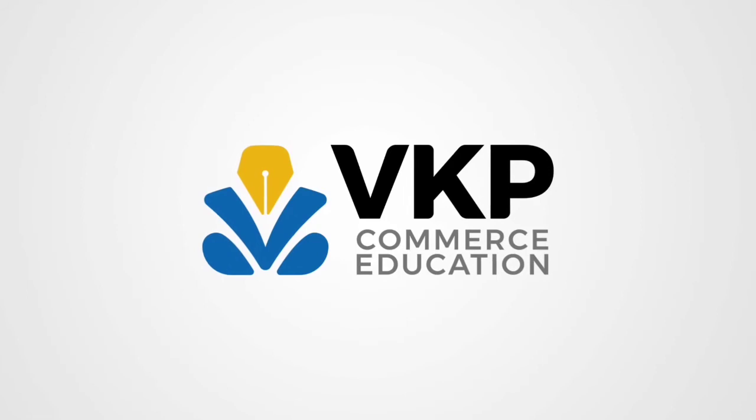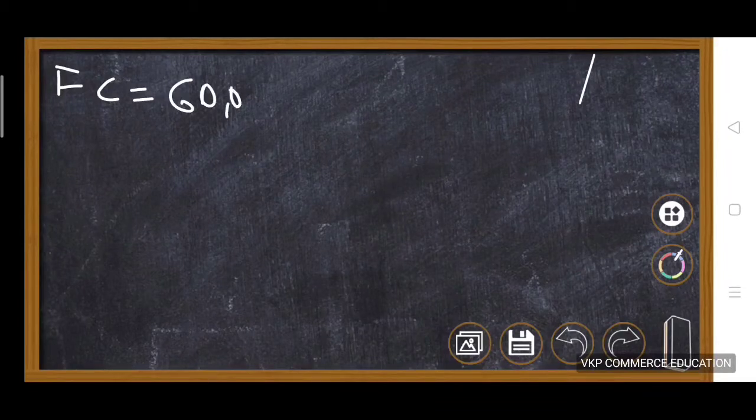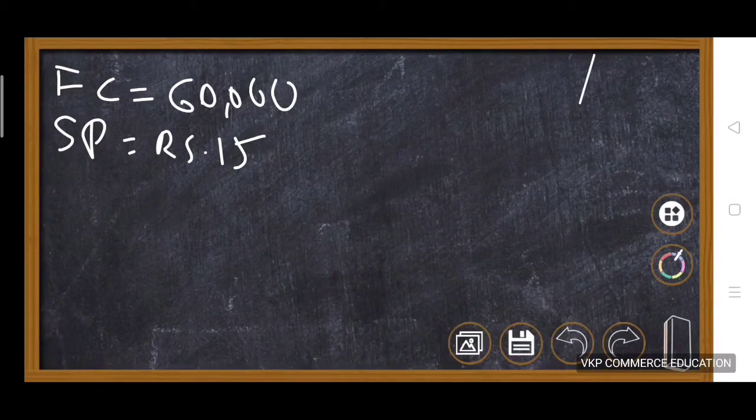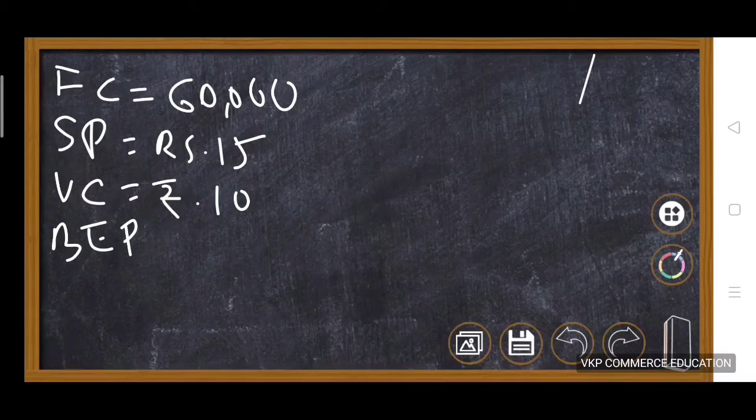Today we are going to discuss how to solve some illustrations relating to marginal costing, especially in case of BEP, PV ratio, margin of safety, etc. Here one question is given: fixed cost is equal to rupees 60,000, selling price is rupees 15 per unit, and variable cost is rupees 10 per unit. Calculate BEP in units.